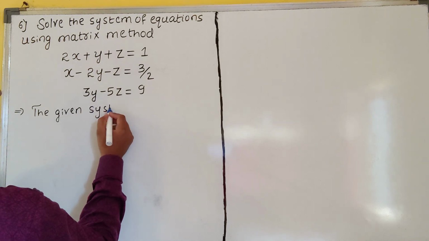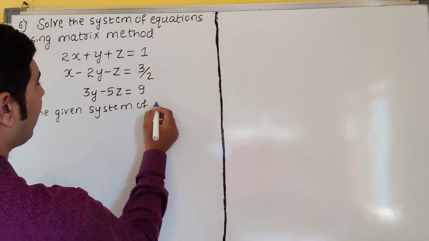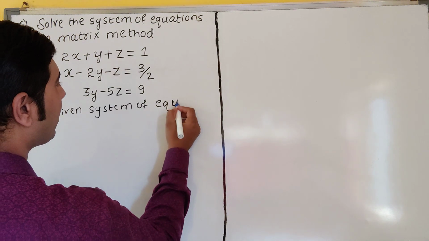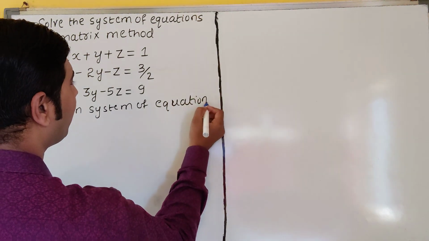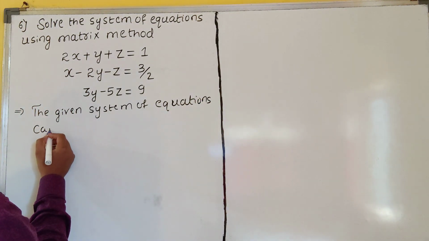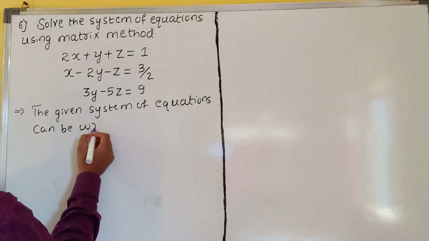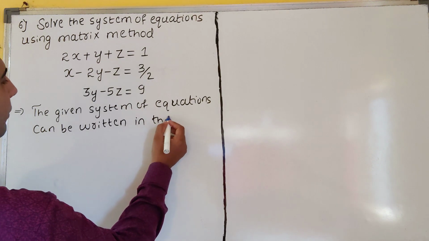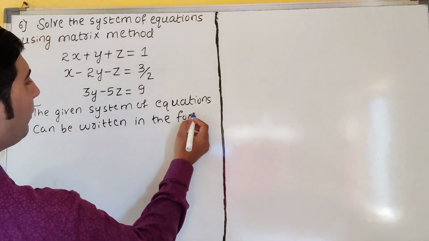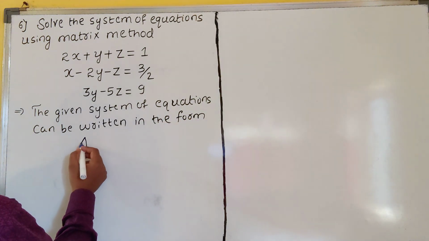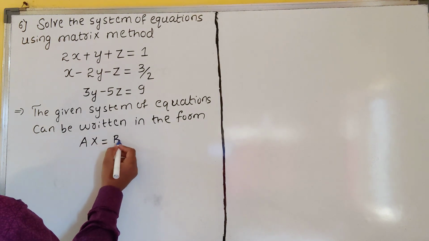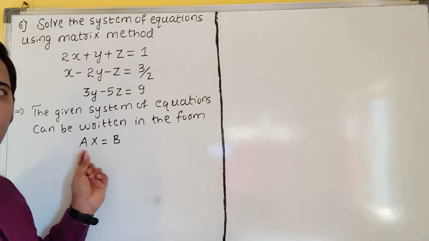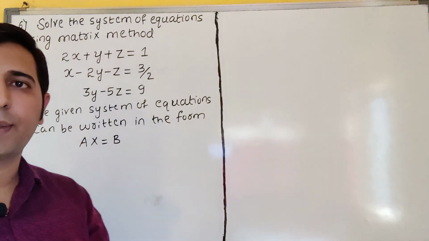system of equations. The given system of equations can be written in the form AX is equal to B, dear students. Then what is A and what is X and what is B, dear students?